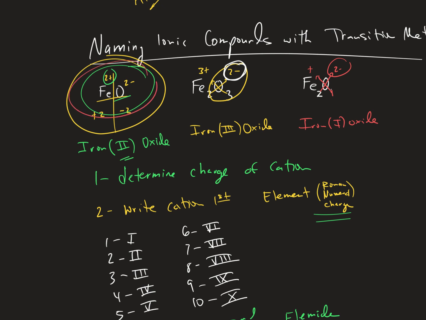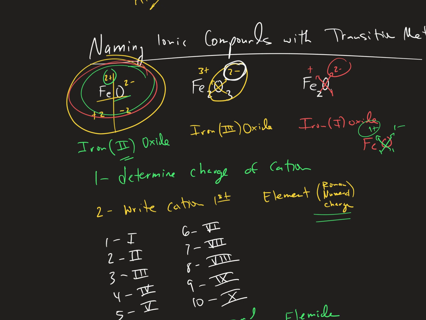Let's do this one. We know it's iron 2 oxide, but let's write it. This is a 1, this is a 1. We cross those 1s up here. This is a 1 minus, this is a 1 plus. Is this iron 1?